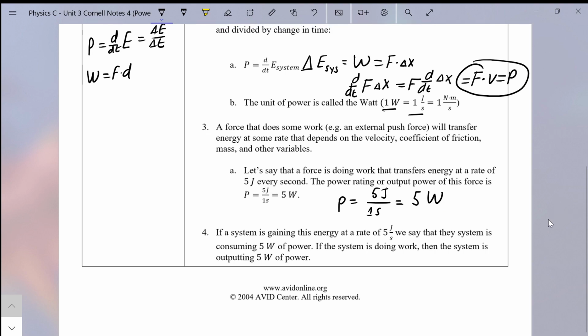If a system is gaining energy at a rate of 5 joules per second, we see that the system is consuming 5 watts of power, because that energy that was part of the environment is being taken out of the environment, consumed by this system to increase its potential energy, its thermal energy, or to change some sort of energy in it. Now, if the system, on the other hand, is doing the work, then the system is outputting power.